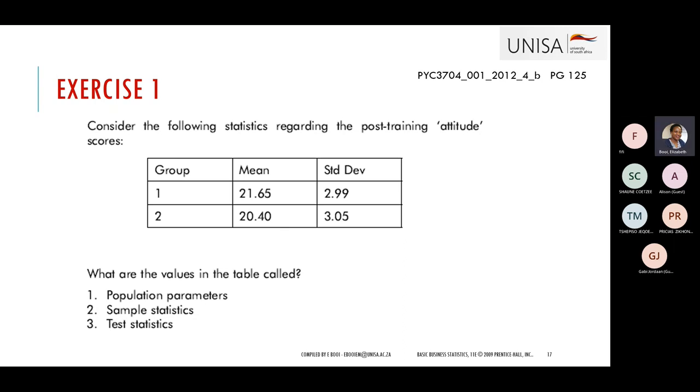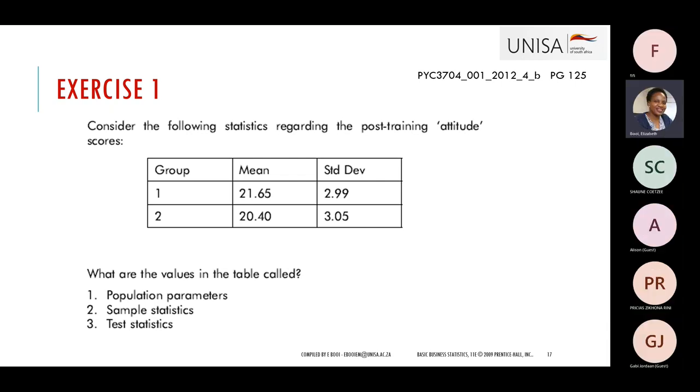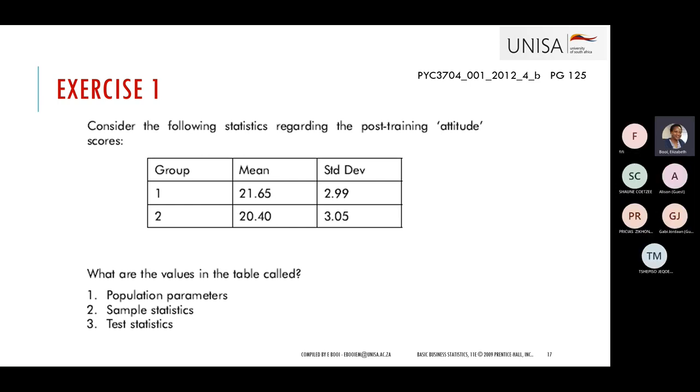So here I expect you to talk to me so that I'm not the only person who is talking. Consider the following statistics regarding the post-training attitude score. So here we have group 1 and group 2. And we are given the mean and the standard deviation of group 1 and group 2. The first question they are asking us in this exercise is, what are these values that are shown on the table?